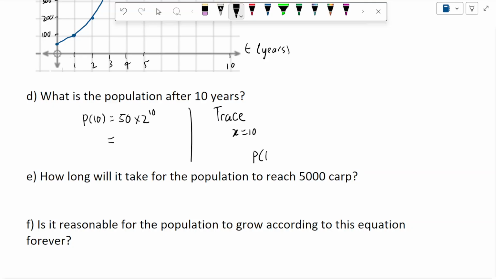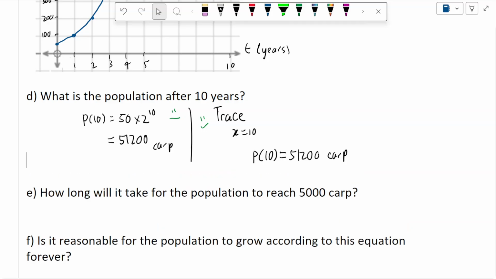5,120 carp. And that would be the answer you get there. So probably this method is okay, and this method is really good. Make sure you do know both though, because they can both come up.